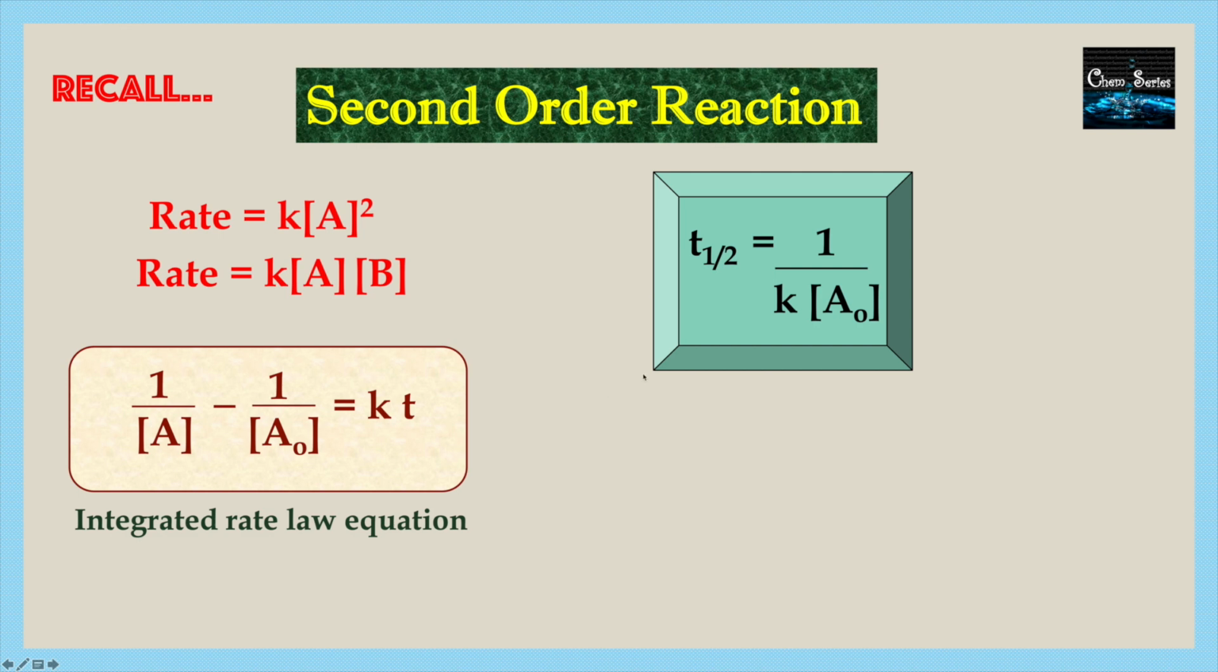And how do we obtain this half-life of second order reaction? We have substituted T by T half and the concentration of the reactant at time T by A naught by 2. So we have obtained this half-life. And also from this integrated rate law equation, we obtain this graph format, that is y is equal to mx plus c.